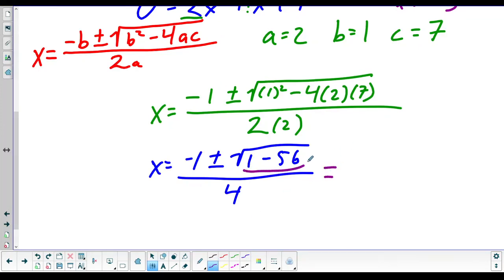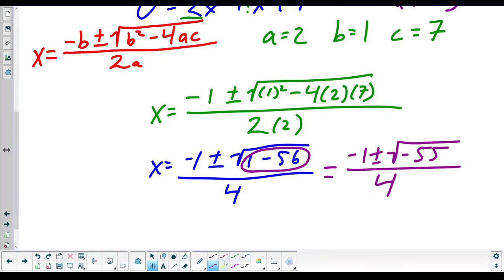So here is the part where you can tell that this is no solution. If I simplify this stuff right here, we're going to get negative 1 plus or minus the square root of negative 55 over 4. You are not allowed to take square roots of negative numbers, right? This is a bad thing. This means you don't get a real number. This is actually radical 55i. We get an imaginary when you take the square root of a negative.